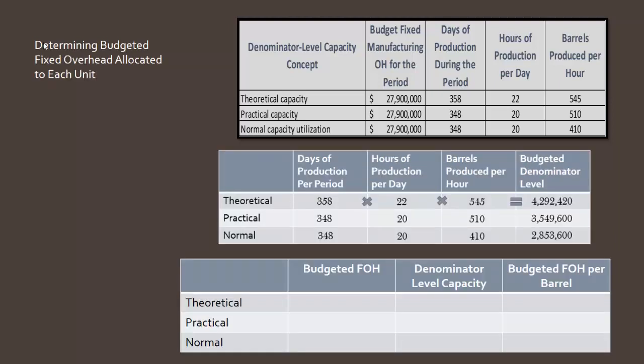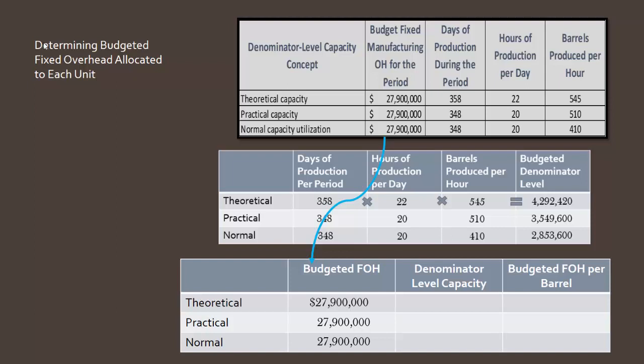So how much will we allocate to the barrel? Well, at the beginning of the year, someone went through and said, what do we think our fixed manufacturing overhead costs are going to be? A smart person came up with a number of $27,900,000 given in our information. So let's bring this on down. And this does not change based on your theory or on your capacity level that you're choosing. So it's $27,900,000 we're going to allocate out to our inventory regardless of what capacity we choose.